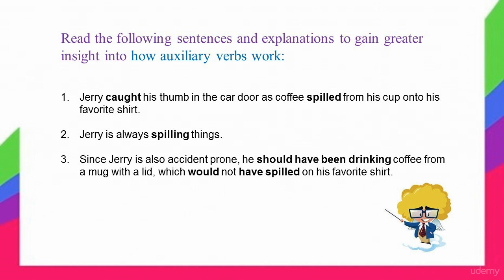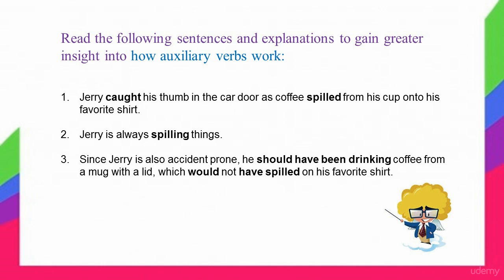1. Jerry caught his thumb in the car door as coffee spilt from his cup onto his favourite shirt. 2. Jerry is always spilling things. 3. Since Jerry is also accident-prone, he should have been drinking coffee from a mug with a lid, which would not have spilt on his favourite shirt.